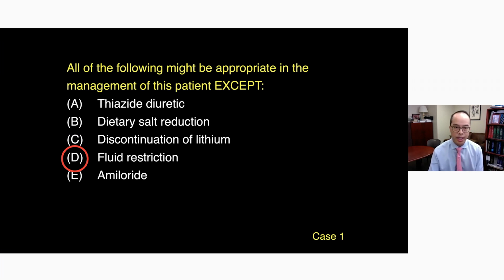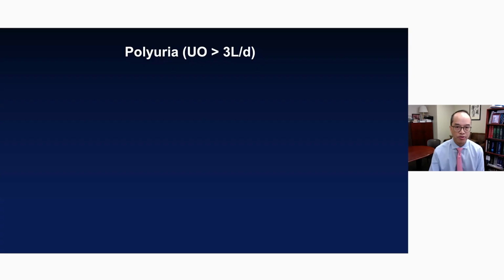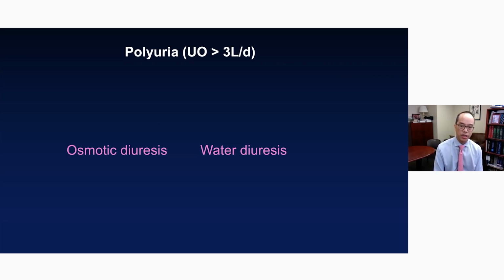So let's back up and think through the workup of this patient. There are a couple of ways of approaching this, but we're going to start by looking at the differential diagnosis of polyuria, which we define as a urine output of more than 3 liters per day. There are a couple of ways that you can increase your urine output. You can either have more water that needs to be excreted, which we call a water diuresis, or you can have more osmotically active substances that need to be excreted, and water follows along with that. And we call that an osmotic diuresis.